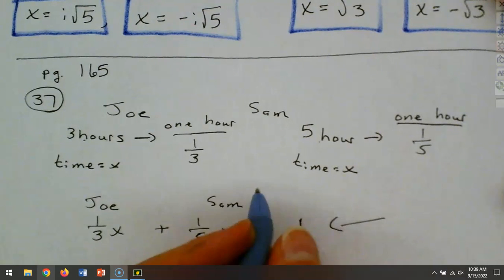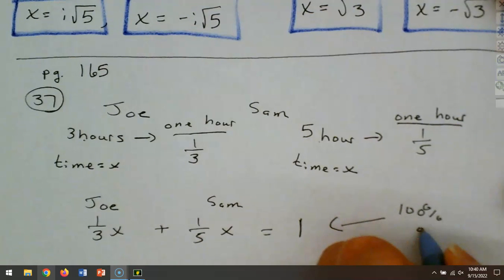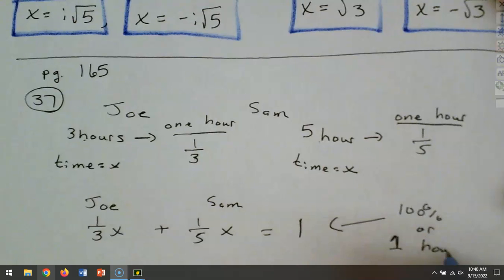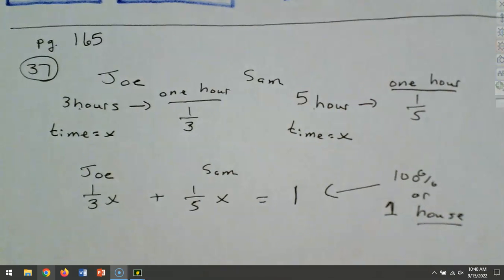Why 1? Because this is 100%, or 1 house. It is always, always, always going to equal 1. No matter what it is, it's going to be 1. Because you're either filling 1 pool, cleaning 1 house, painting 1 house, doing 1 tax return. Whatever it is, it's going to equal 1. 100% or 1. Now we can clear this out.